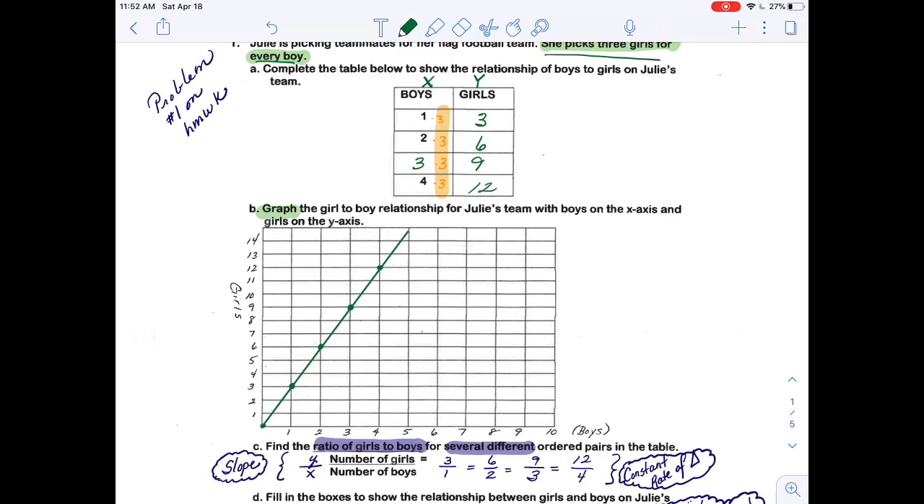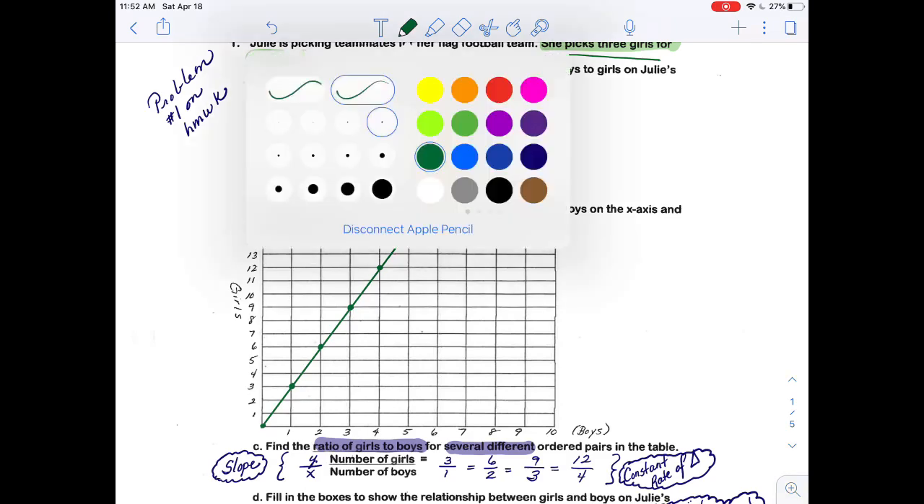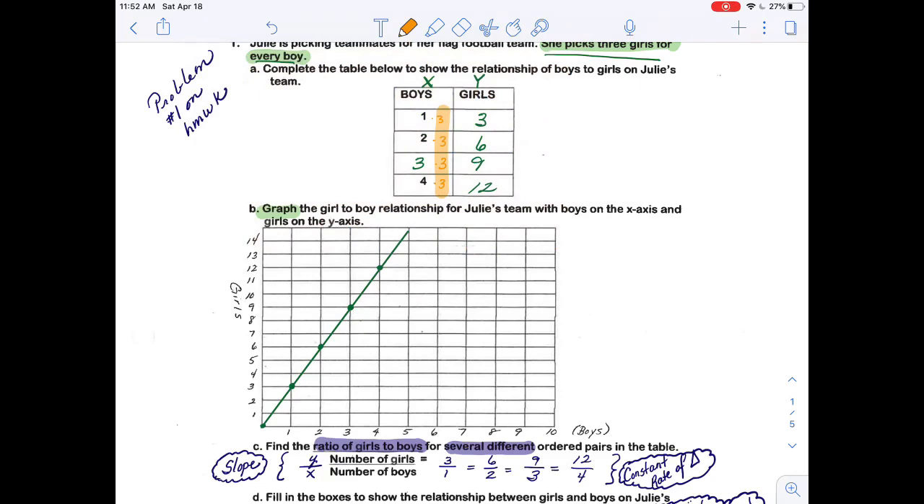You can see I highlighted right here for you that every time I'm getting a number in my X column, I'm just multiplying by 3 each time. And just in case you don't remember, that's what we call that constant rate of change, which is also known as our slope. Remember that word?